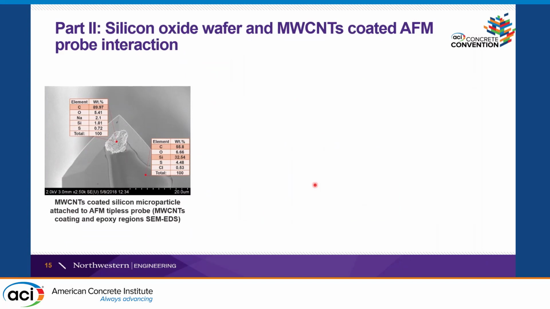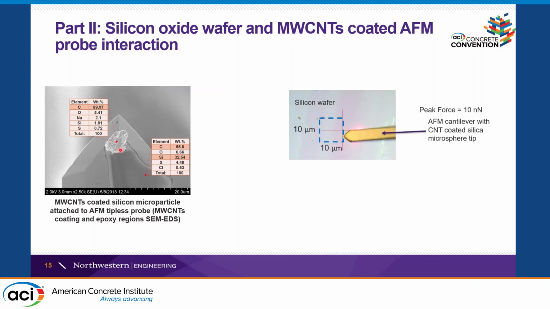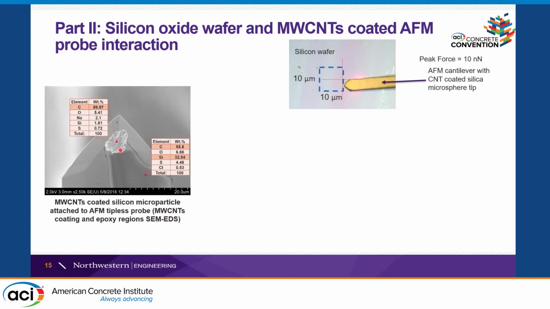So we attach it to the AFM with epoxy, and first we check that we didn't cover the particle with epoxy when gluing it. So here we have carbon at 90% concentration, and this particle wasn't covered in the procedure of gluing it. So then we go to our sample.